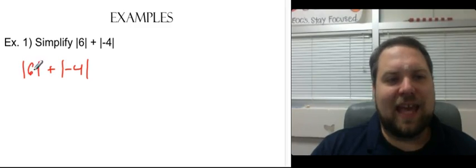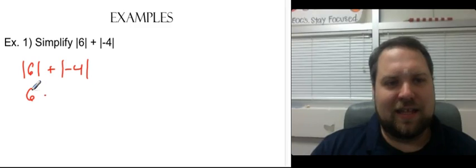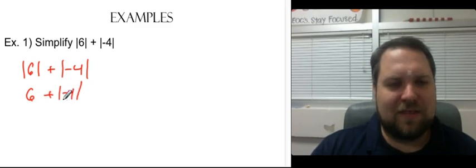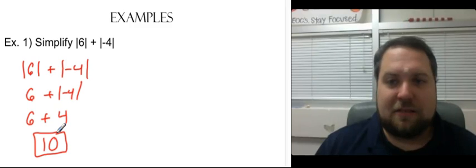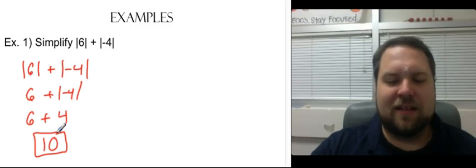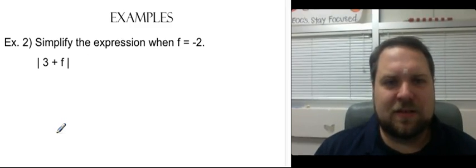So I take the absolute value of 6, the distance between 6 and 0, and that's 6. And then I can take the absolute value of -4, that is the distance between -4 and 0 is 4. And so this whole thing simplifies to 10. And that's it. That's all that's going on there. It's nothing more than that. Let's take a look at some more examples.